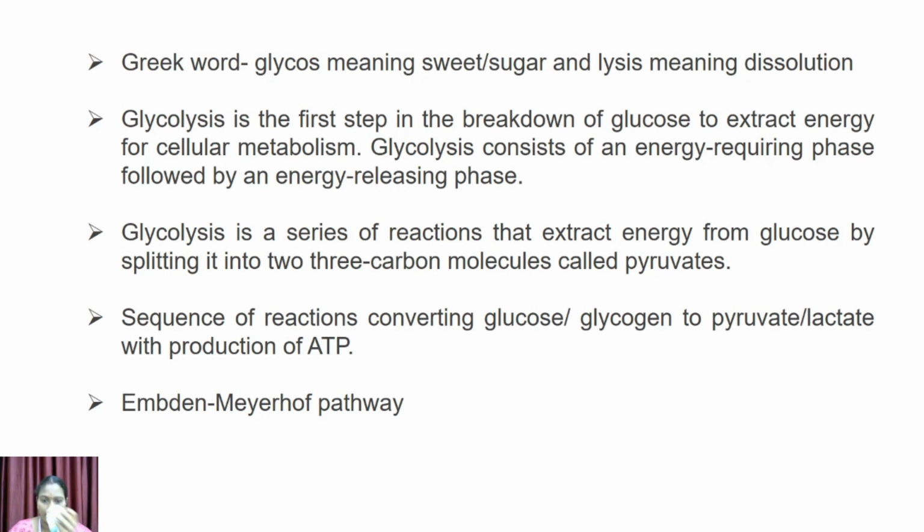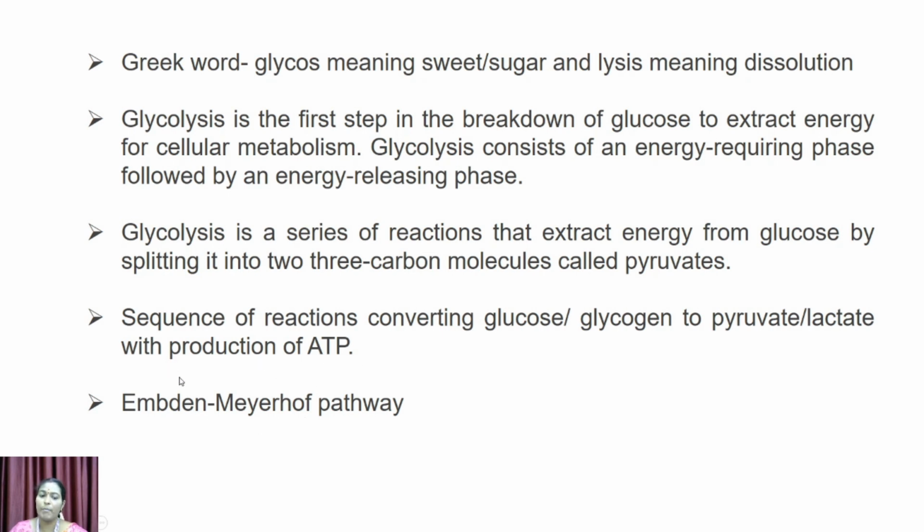Glycolysis is a series of reactions that extract energy from glucose by splitting it into two 3-carbon molecules called pyruvates. So, pyruvates are 3-carbon molecules. Okay. Next one, a sequence of reactions converting glucose to pyruvate with production of ATP. ATP means adenosine triphosphate.